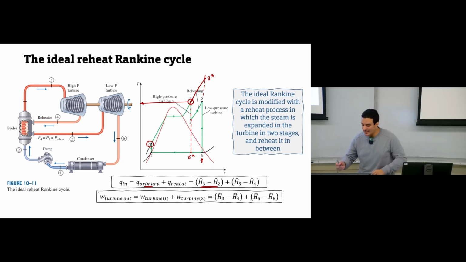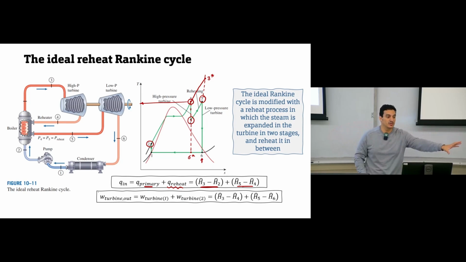Then we have reheat happening, which is represented by this line, point number 4 to point number 5. So H5 minus H4. So we have 2 steps for heating, so you need to calculate the enthalpy change for each step, and the summation will be Qin. This is the Qin that we will use in the thermal efficiency equation.